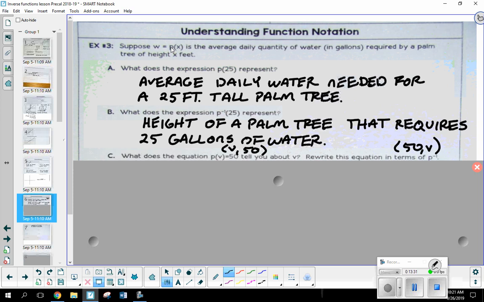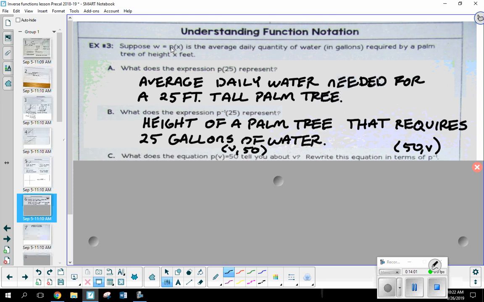Okay. Now, palm tree requires 50 gallons of water daily is what he said. I think that's good, but you forgot one crucial element. You mentioned the water, which is one quantity, but you didn't mention the height, and that's specifically what this one was asking me about. What does this tell me about V? So we know that it's going to require 50 gallons of water, but what will? A tree that's what? What's the height that I'm given?